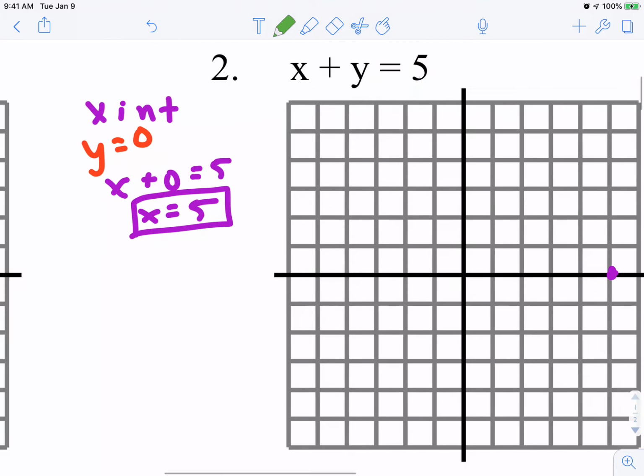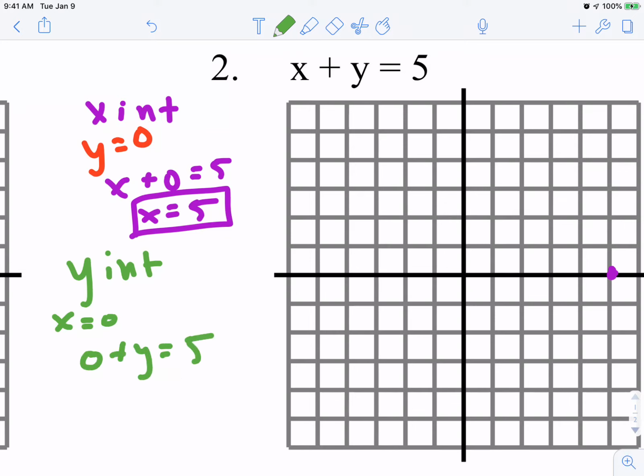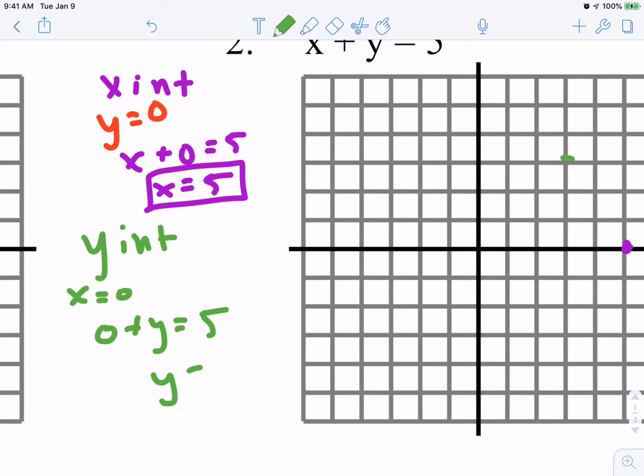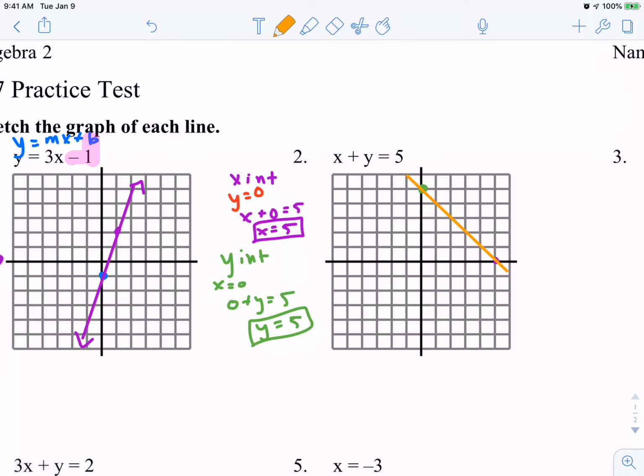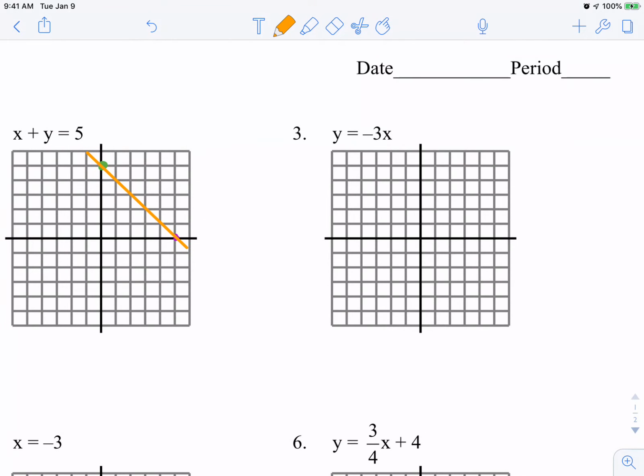Second part, y-intercept. Your y-intercept is when x is equal to 0. So I get 0 plus y is equal to 5, and you'll see that y is also equal to 5. So therefore your y-intercept is 5, which is up here. Then you can draw a line. So you can choose any way you want to do it. If you want to do intercepts, you can. If you want to do point slope form or slope intercept form, you can. Your choice.